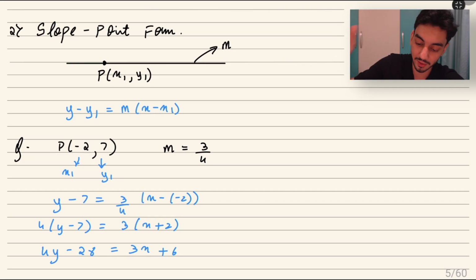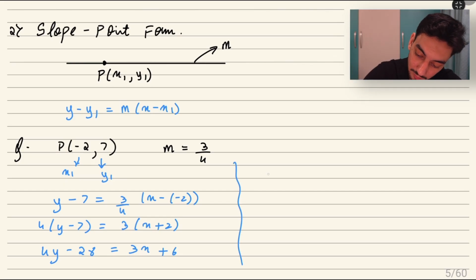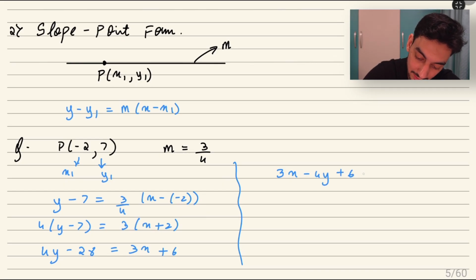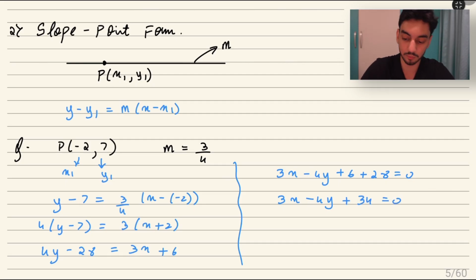I just send all of these things to the other side. So it becomes 3x. The 4y goes to the other side, becomes negative 4y plus 6 and plus 28 is equal to 0. So that becomes 3x minus 4y, and this should be plus 34 is equal to 0. Okay, that is the equation of line.